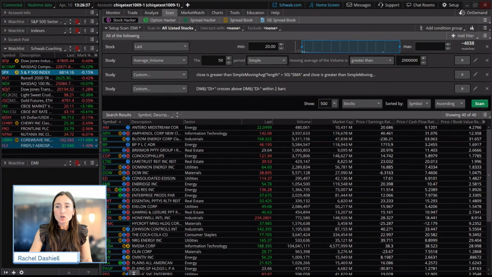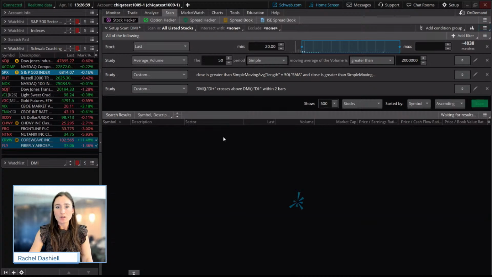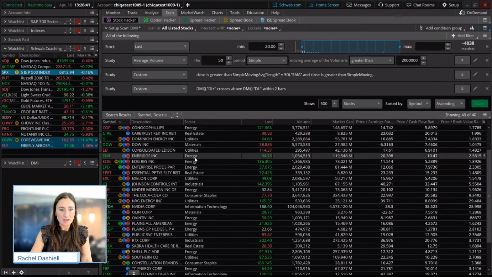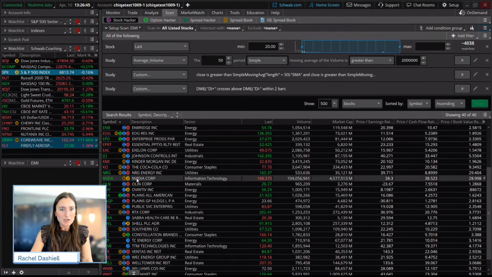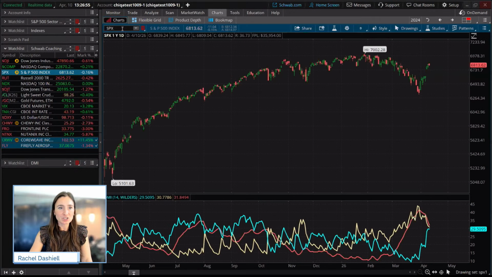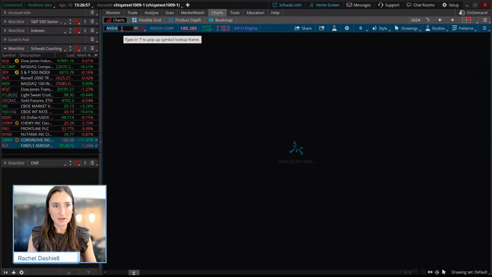Now, let's go with some of the results that we are seeing from this scan. Let's take a look here. Okay, let's go with NVIDIA. We're going to use NVIDIA as an example. We know that it's one of the most liquid stocks out there, and we know that its options are pretty liquid too. So we're going to use that as our example for today.